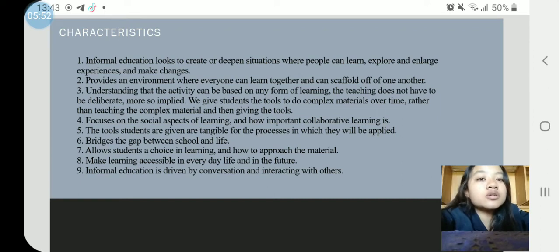The sixth one is bridges the gap between school and life. Allow students all choice in learning and how to approach the material. Make learning accessible in everyday life and in the future. And the last one is informal education is driven by conversation and interacting with others. So that's the characteristic of informal education.